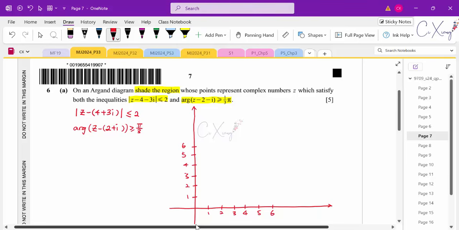For the first inequality here, this is a circle with the center (4, 3). So the center (4, 3) is this part. The radius is 2. So to plot the radius 2, I will maybe put a small point here, 2 units away, and also 2 units above and below. It will be something like this. Okay, so I try to make it a circle.